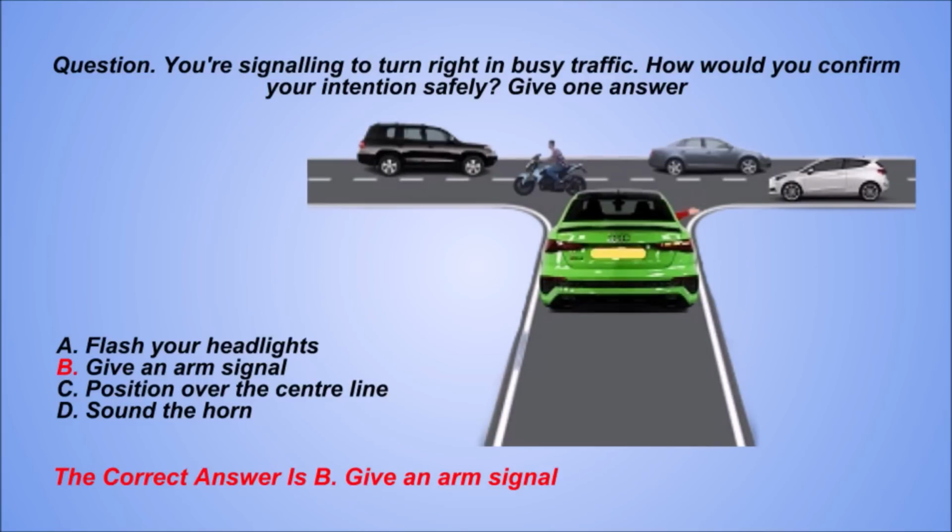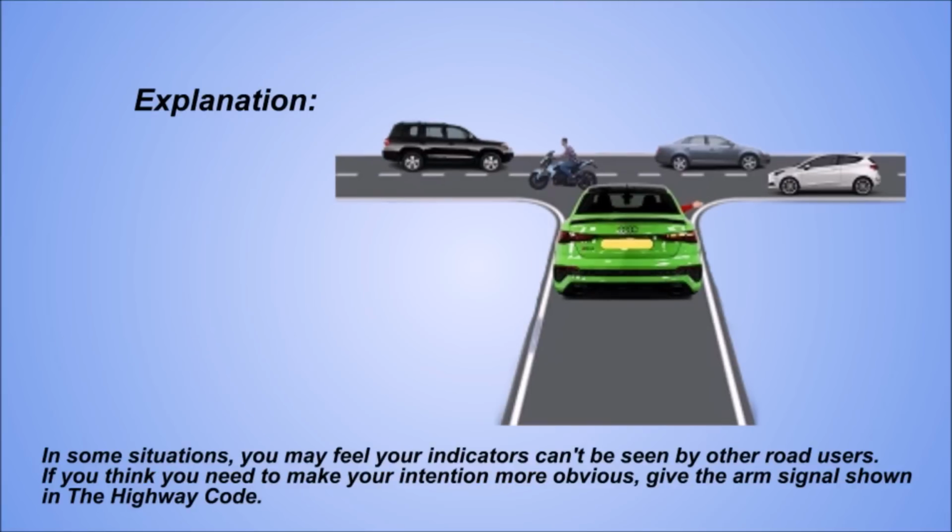Give an arm signal. Explanation: in some situations, you may feel your indicators can't be seen by other road users. If you think you need to make your intention more obvious, give the arm signal shown in the Highway Code.